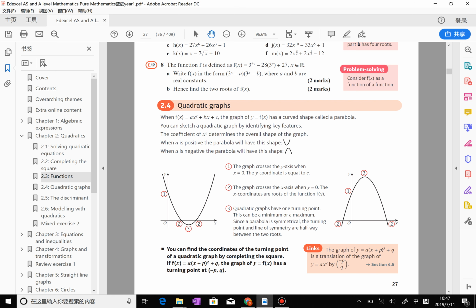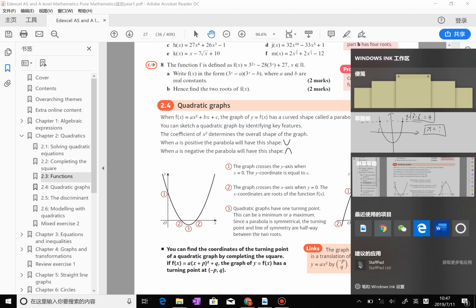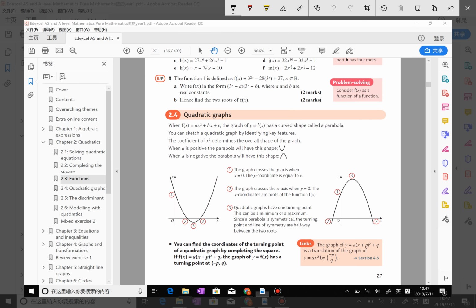Hello everyone, welcome back. So we are going to study 2.4 quadratic graphs, and before we learn that, there is something we need to know. For quadratic graphs, it's always a curved shape, so we call it a parabola, all right? And then the coefficient of x squared determines the overall shape of the graph, which is, a is going to determine the shape. If a is a positive number, then it's like this. If a is a negative number, then it's going to be like this.